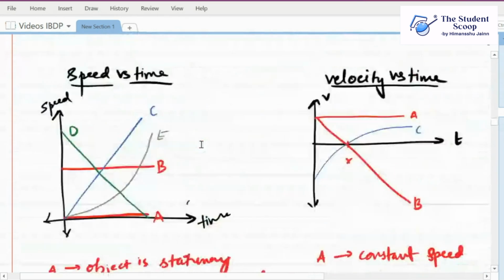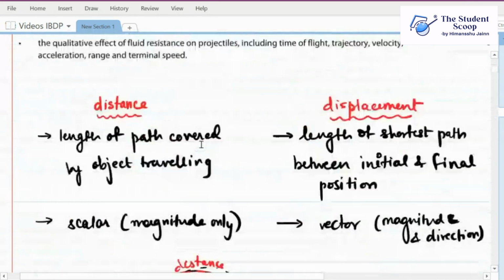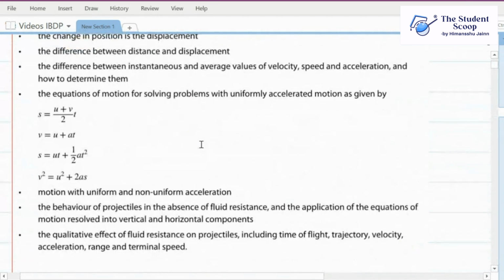In the next video we'll look at some projectile problems in two dimensions and how to apply those equations, and some effects of air resistance on projectile motion.